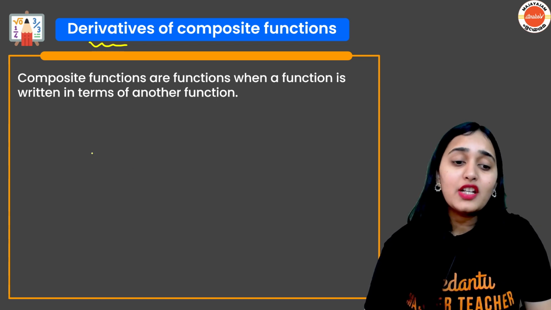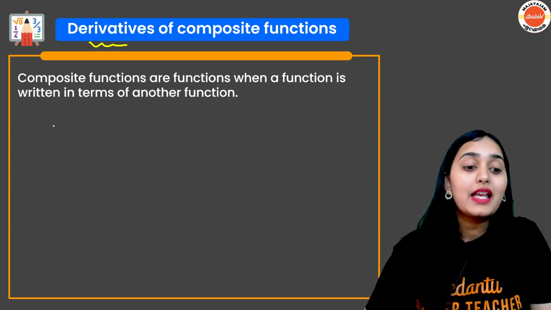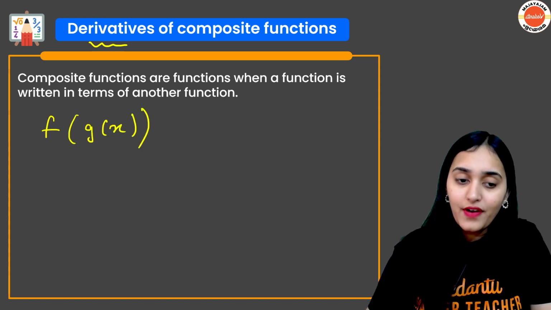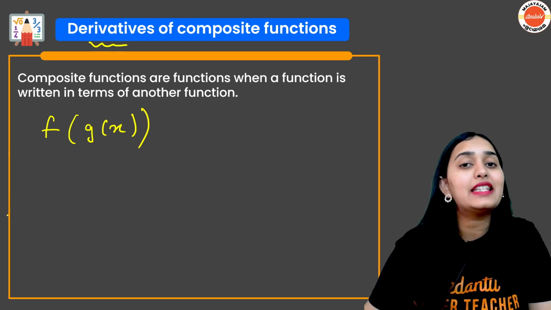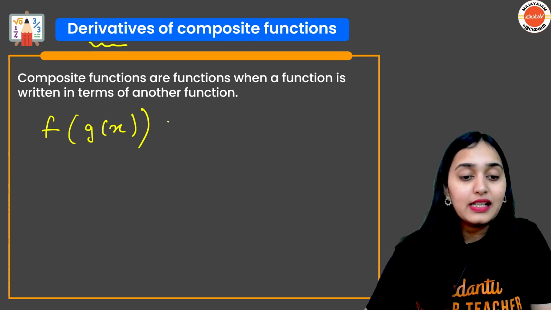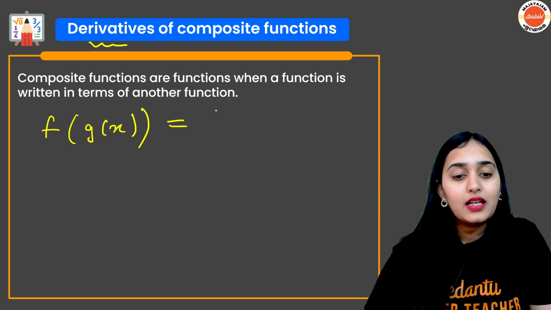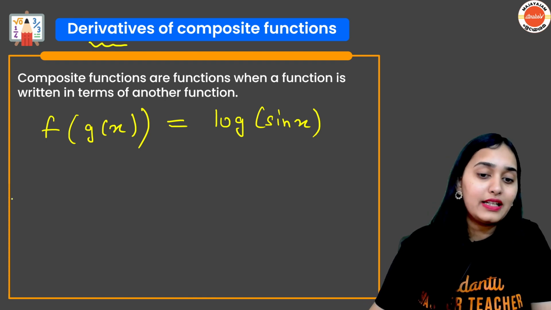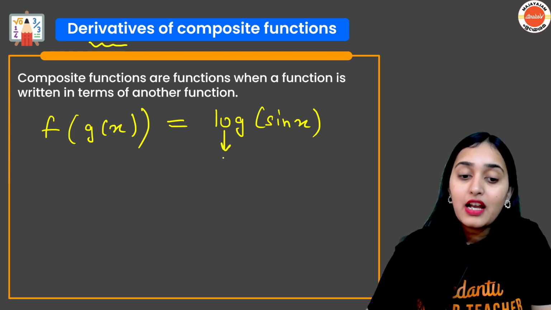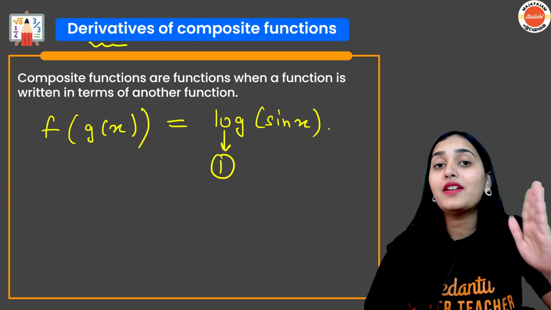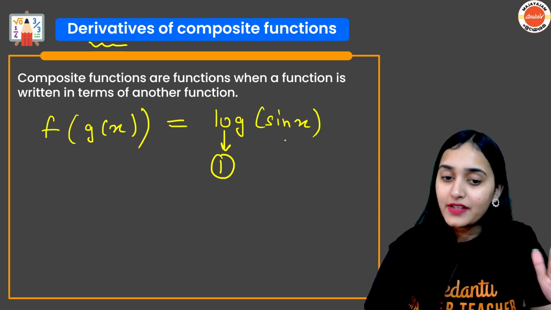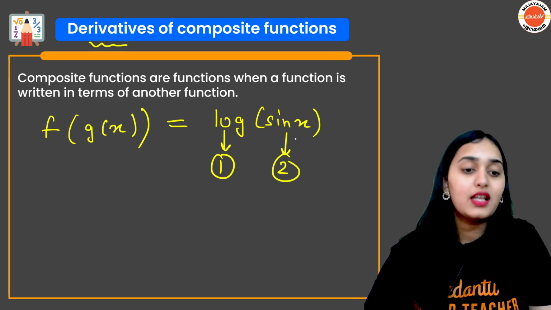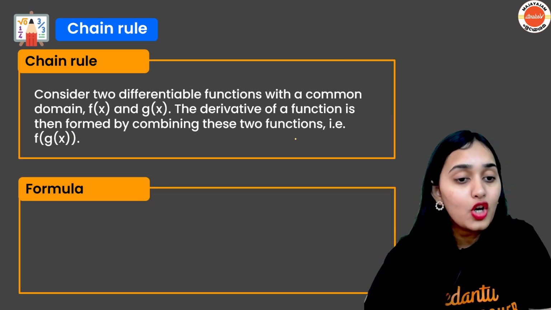Now derivatives of composite function is what? Suppose sometimes there will be a function which is composed of another function. So how do you differentiate this function? For example, sometimes your function will be like log of sine x. So how do you differentiate this function? For differentiating it, first you differentiate whatever is there on the outside, on the left side. Then you differentiate whatever is there inside of that function. So this is how you find out derivatives of composite function.